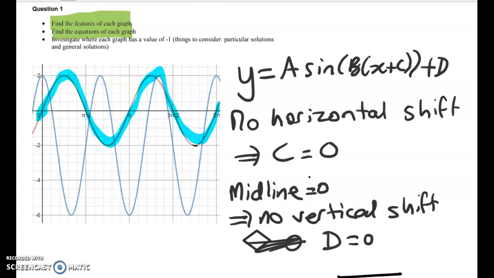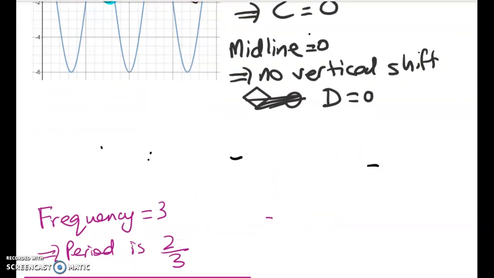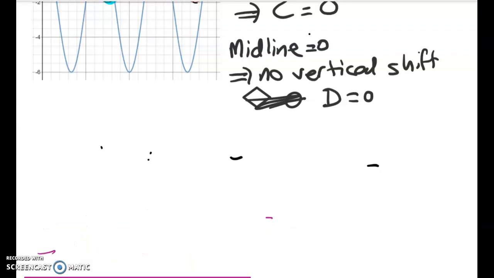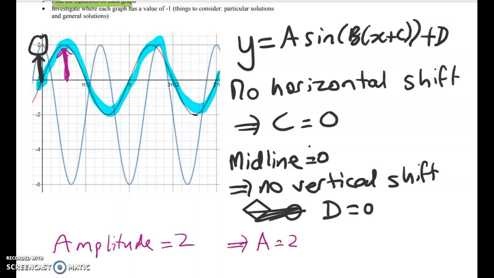d is equal to 0. Right, what have we got? Well, we've got the amplitude is not the usual 1, so the amplitude is 2. Right, amplitude is 2, and we also need to look at the frequency and the period. So we're getting the amplitude from here, the distance up to the top. So that tells me that a is going to equal 2.